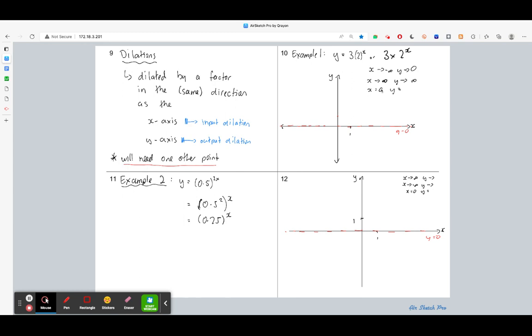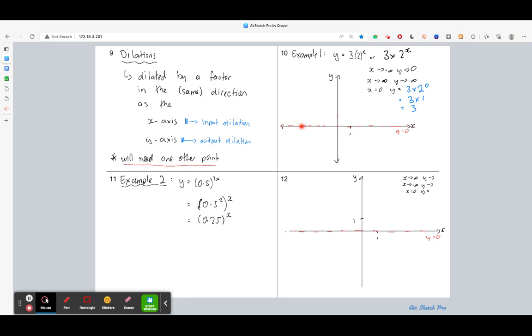When x equals 0, well, what does y equal? This is the bit which is worth looking at. Then y is equal to 3 times 2 to the power of 0, which is 3 times 1, which is equal to 3. So that's the change. So I can draw my graph in.